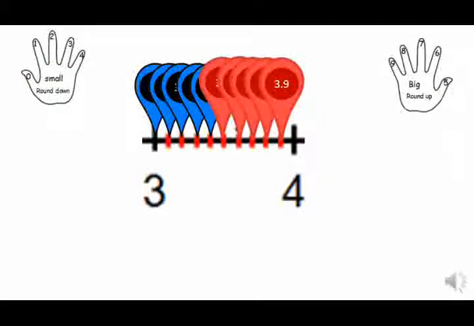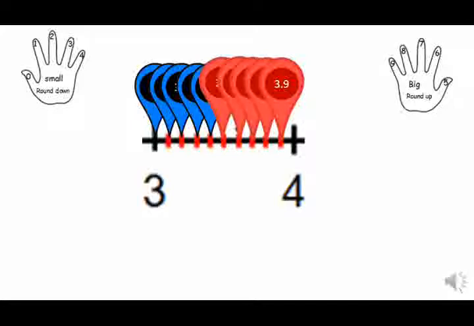Now let's focus on one unit between 3 and 4. When we round to the nearest whole number, we focus on the tenths digit. And the tenths digit will help us round down or round up. We need to decide whether we go down or we go up.